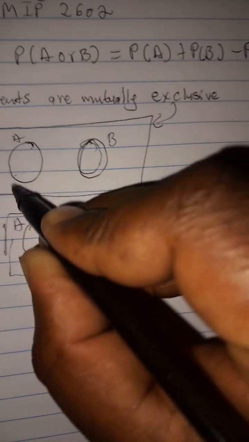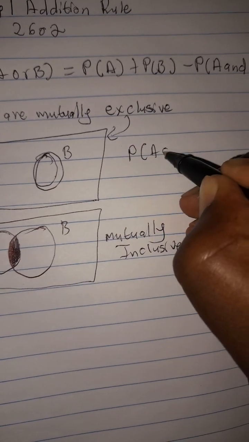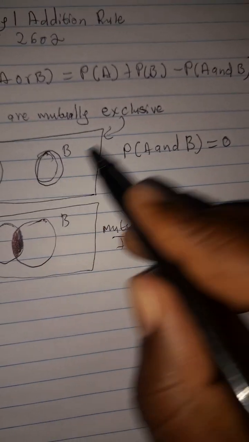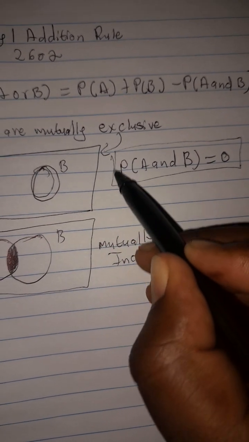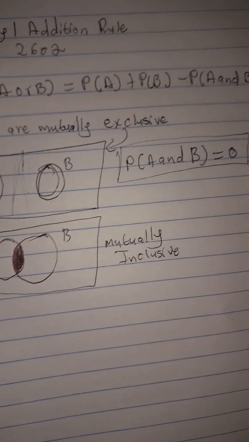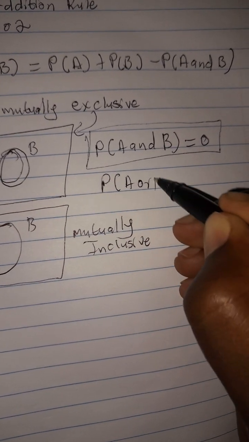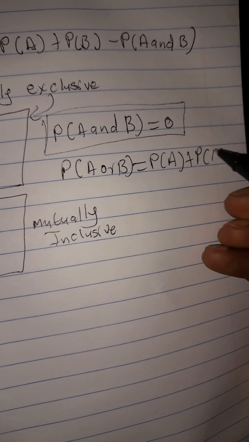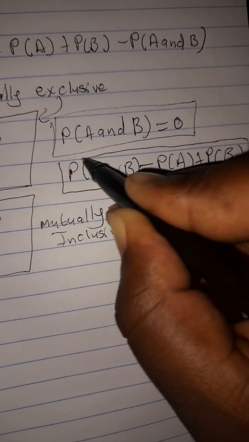So when the events are said to be mutually exclusive, the probability of A and B will be 0. They can even ask you in an exam to prove that these events are mutually exclusive. They are mutually exclusive when the probability of A and B is equal to 0, meaning that there is no intersection between the two events. So the formula will differ. We'll now have the probability of A or B equal to the probability of A plus the probability of B. That will be the formula if it's mutually exclusive.